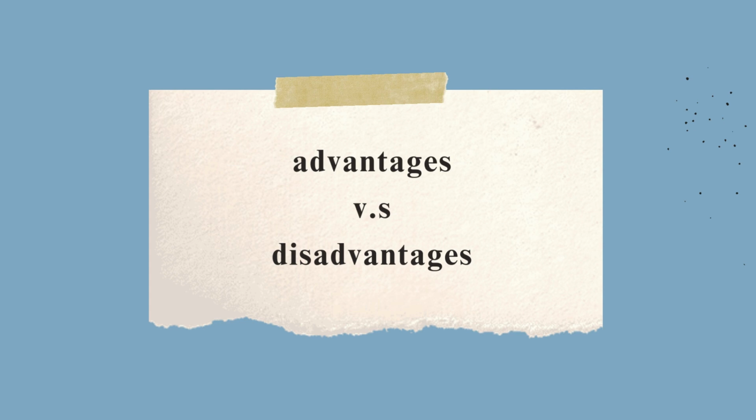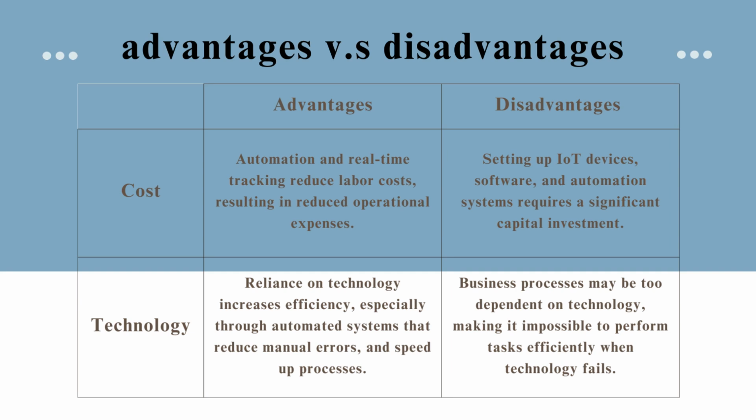And now the advantage and disadvantage comparison. About the cost aspect, its advantage is that automation and real-time checking reduce labor costs, resulting in reduced operational expense. And its disadvantage is that setting up IoT devices, software, and automation systems requires a significant capital investment.